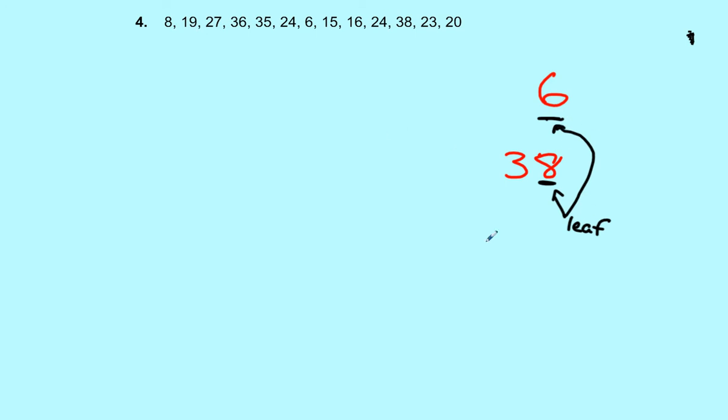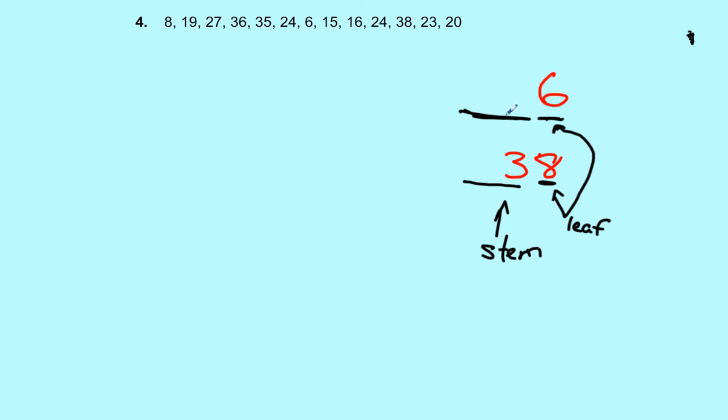And then we said that our stem was going to be everything that wasn't this very last digit. So in this case, our stem for 38 would be 3. And then the question is just, what about this number 6? Because there's nothing here. What could our stem be? So since we're talking about place value, the 8 and 6 are in the ones place. Well, this 3 is in the tens place.